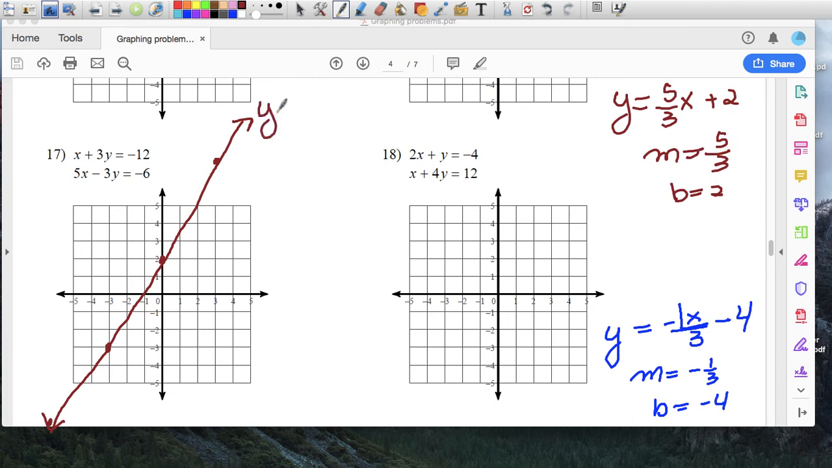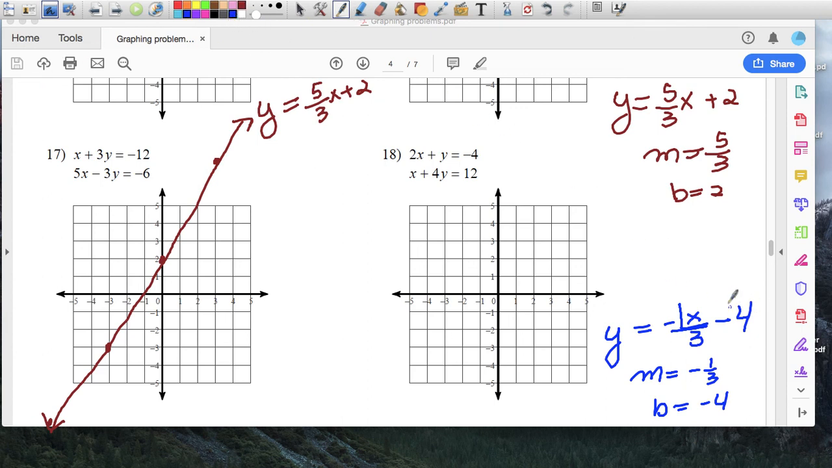Yeah, that's it. So let me just label this. This is my line 5 over 3x plus 2. A line that crosses the y-axis through 2, and from one point to the other, the slope is 5/3. That's that.